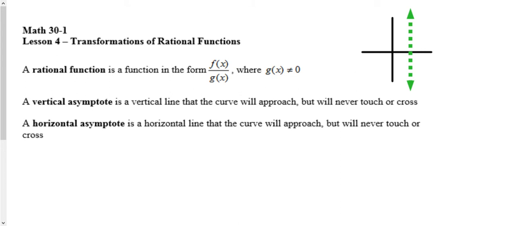Horizontal asymptote is the exact same idea, but of course horizontal just meaning left to right. And again, it's a line that your graph will never touch or cross. It'll get close to it, and it sometimes looks like it crosses on your calculator, but it actually never truly touches.